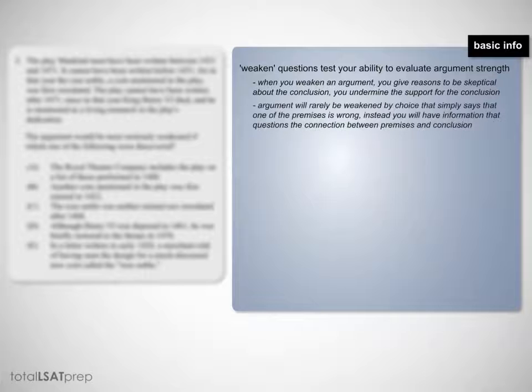Now, an argument will rarely be weakened by a choice that simply says that one of the premises is wrong. Instead, you will have information that questions the connection between premises and conclusion. For these question types, unstated information is key.